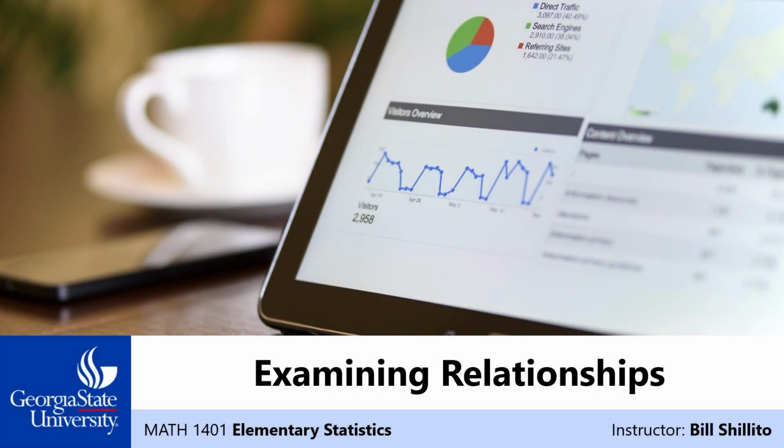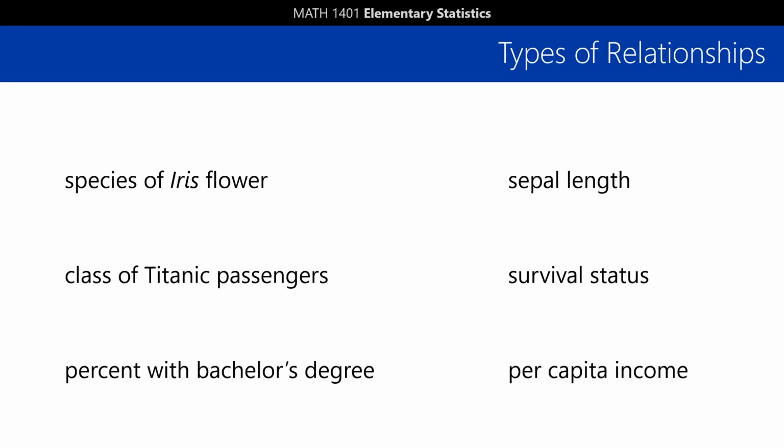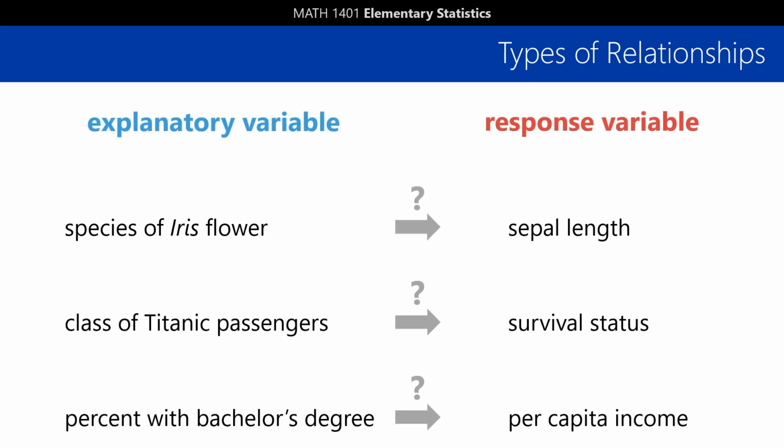In this video, we'll start to look at how we can examine relationships in our data. Usually, when we look for a relationship between two variables, we want to use one variable to try to predict the other. We call the former the explanatory variable, and the latter, the thing we want to predict, we call the response variable. You may have heard these called the independent variable and the dependent variable in science, but we usually use the terms explanatory and response in statistics because we may have no control over the explanatory variable.